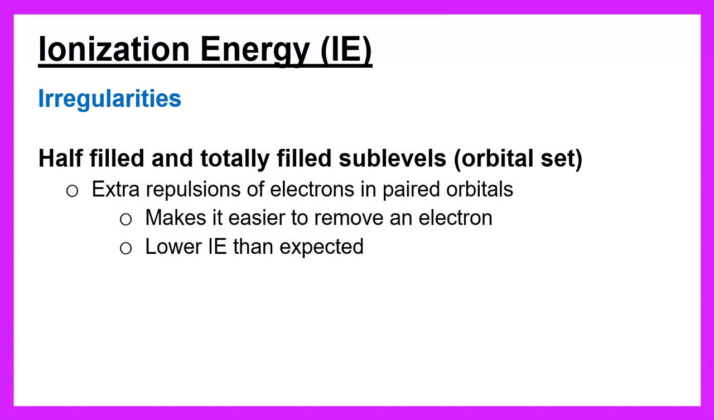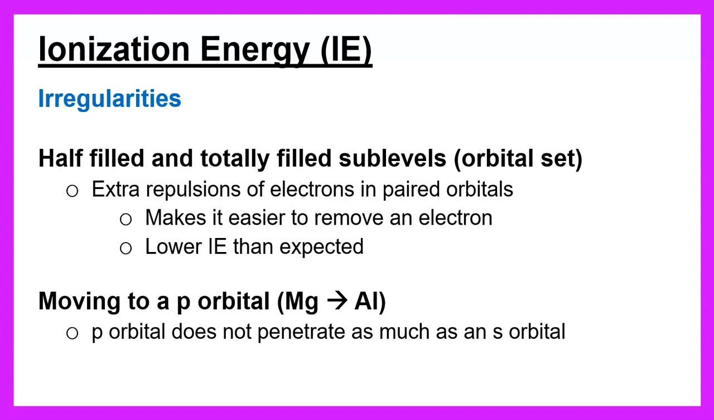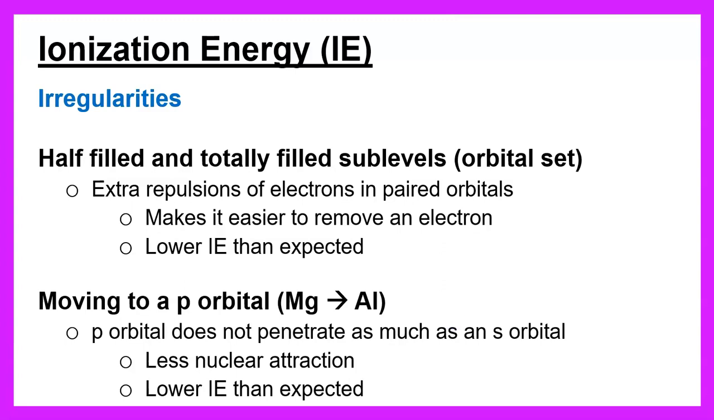They may give you an irregularity when you're transitioning to a new shape of an orbital, like when you're going from magnesium to aluminum. And what they're asking you here is, do you remember that the p orbital does not penetrate as much as the s orbital? So therefore, aluminum actually has less nuclear attraction and a lower ionization energy than expected, because that p orbital is not helping out as much as it should.